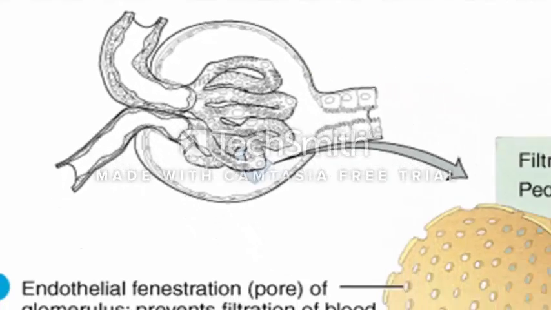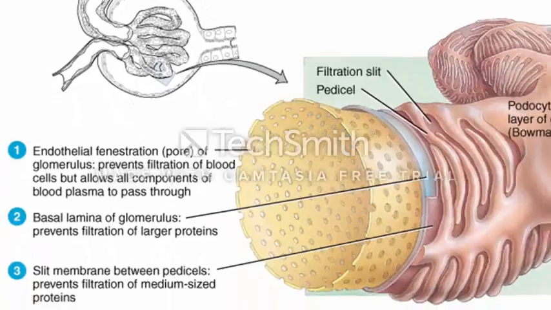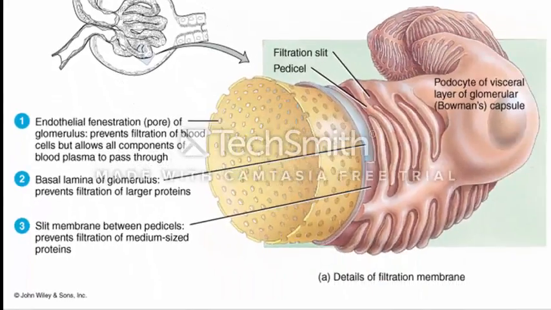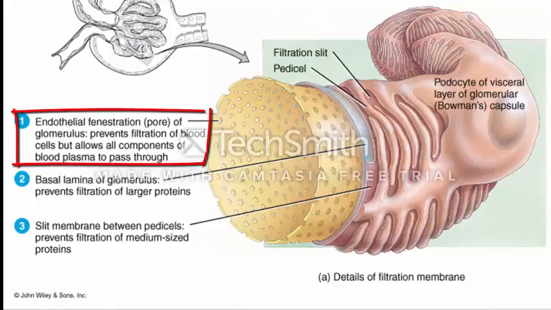The capillary endothelium of the glomerulus and the visceral layer of the Bowman's capsule together make up an endothelial capsular membrane, and this acts as a filter with 3 layers. The first layer is a single layer of capillary endothelial cells, and these have large pores, approximately 50 times more permeable than pores elsewhere. This allows all components of blood plasma to pass through except for the red blood cells.